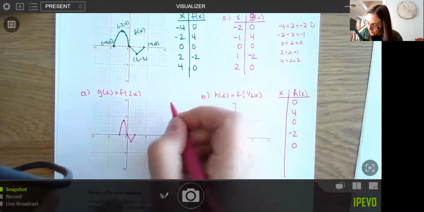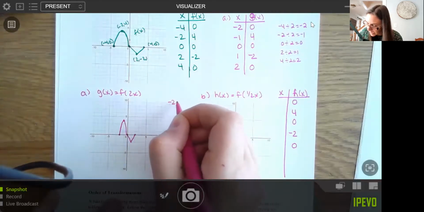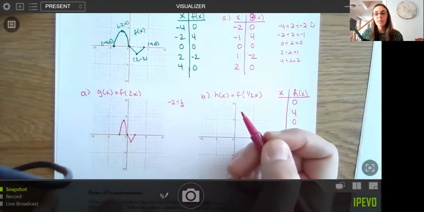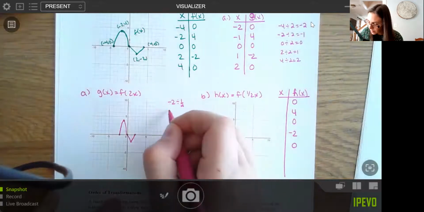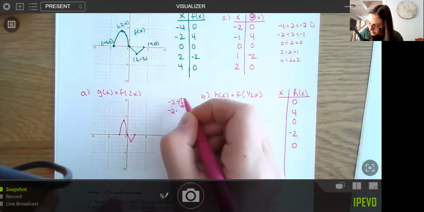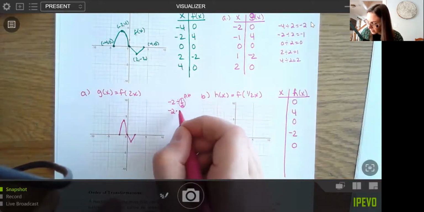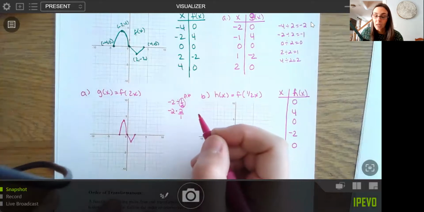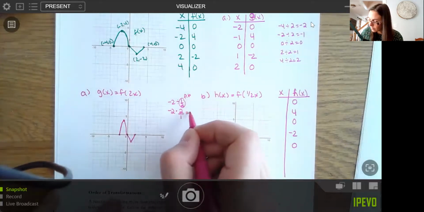So I have -2 divided by 1/2. Well, when we divide by a fraction, we actually change it to multiplication. And don't forget, we flip this. So I'm actually going to multiply by 2/1, which is just 2. So -2 times 2 is -4.